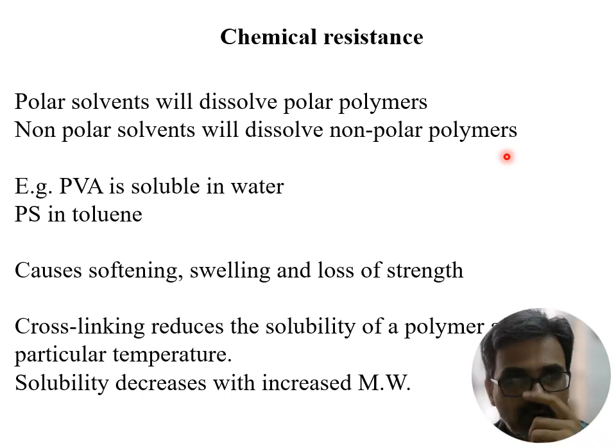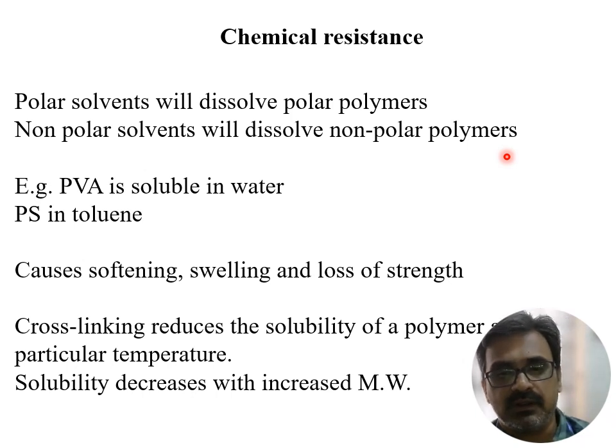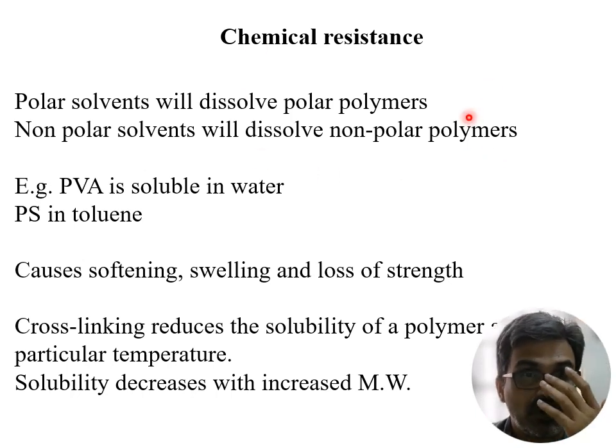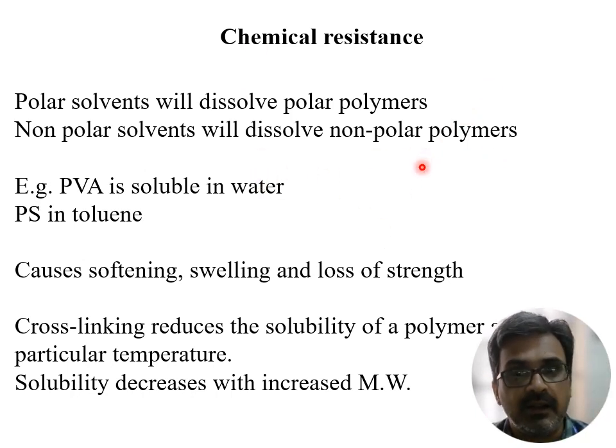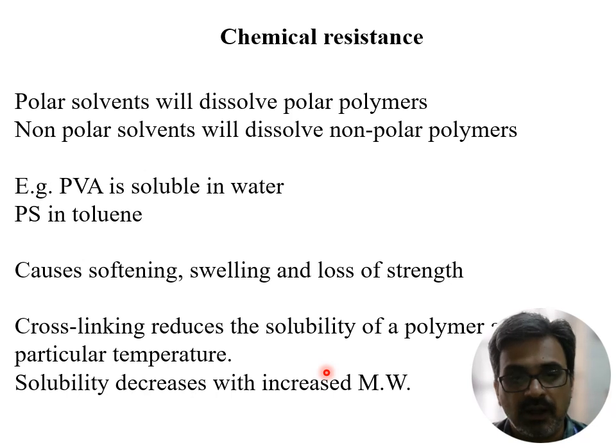Another very important attribute to understand is how certain polymers get dissolved in solvents, so it's very important to understand chemical resistance. Polar solvents will dissolve polar polymers; like dissolves like. Non-polar solvents will dissolve non-polar polymers, okay? Because it causes swelling, softening, and loss of strength. And also cross links, especially with the thermosets, will reduce the solubility of the polymer.